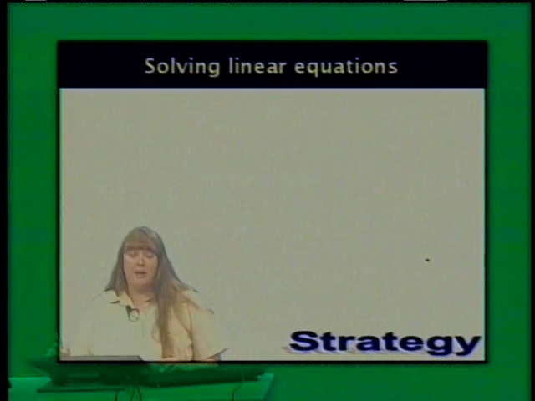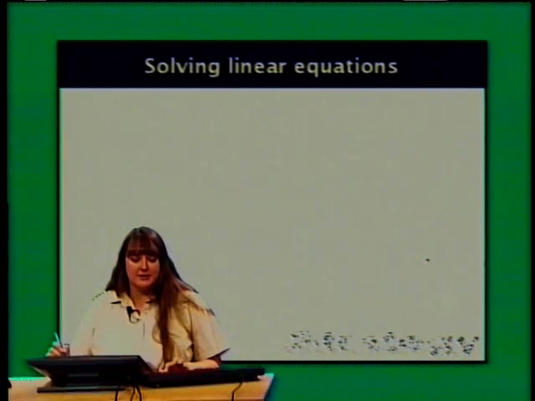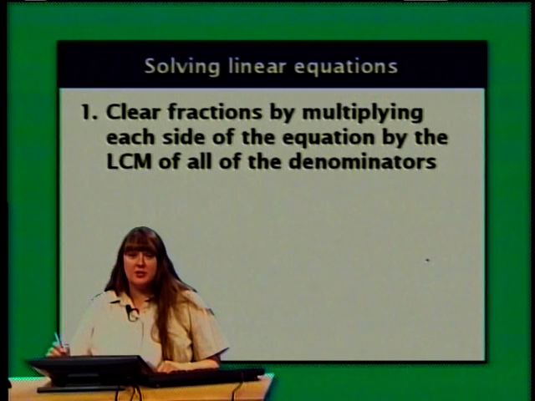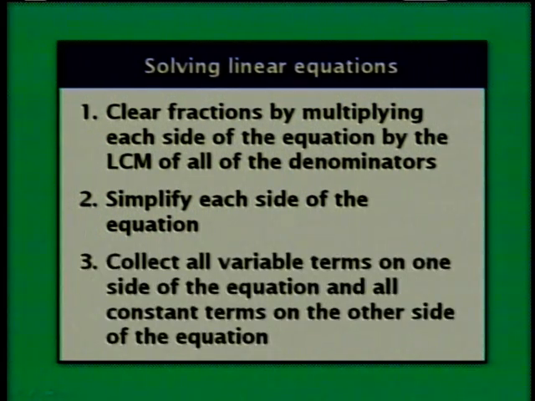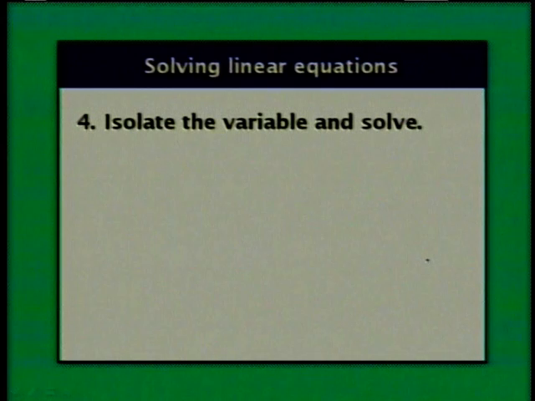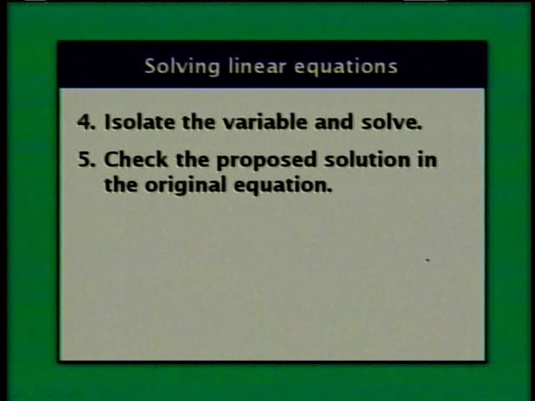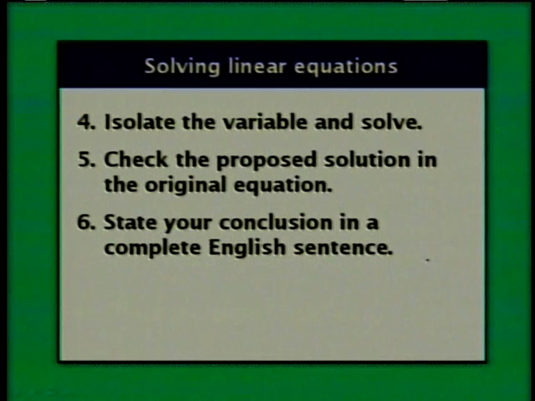Now I want to look at a strategy for solving linear equations. Our first step, if we have fractions, is going to be to clear the fractions by multiplying each side of the equation by the least common multiple of all of the denominators. Second, we'll simplify each side of the equation. Third, collect all variable terms on one side of the equation and all constant terms on the other side of the equation. Then we'll isolate the variable and solve. And we're not going to forget, always check the proposed solution in the original equation and state your conclusion in a complete English sentence.